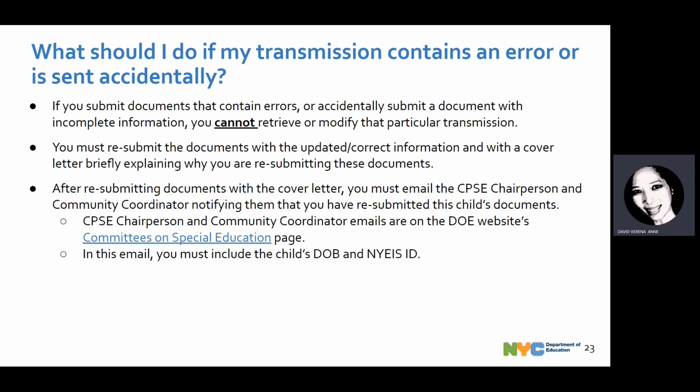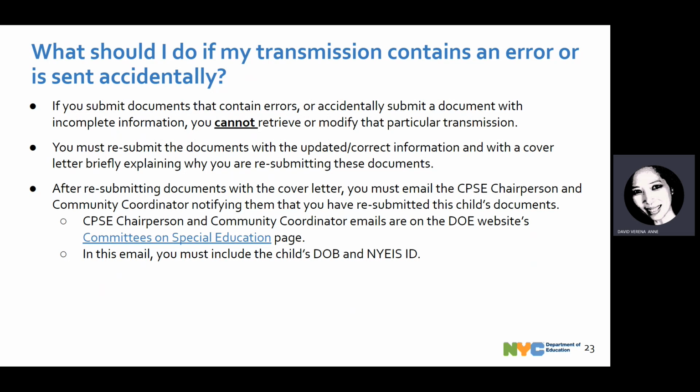What should you do if your transmission contains an error or is sent accidentally? If you submit documents that contain errors or accidentally submit a document with incomplete information or missing information, you cannot retrieve or modify that particular transmission. Remember, the DTS is one way and you cannot retrieve information that is already sent.